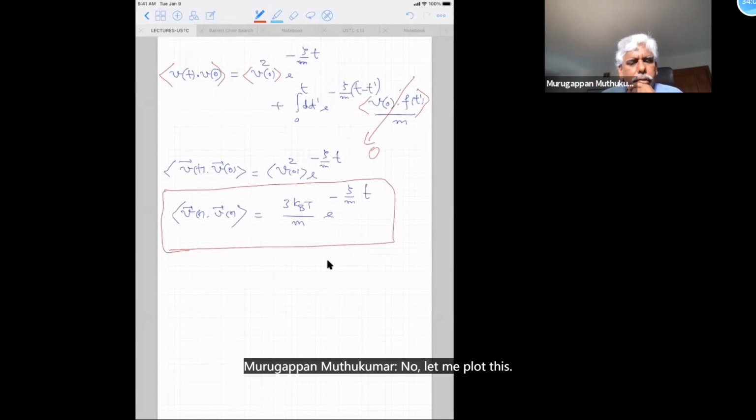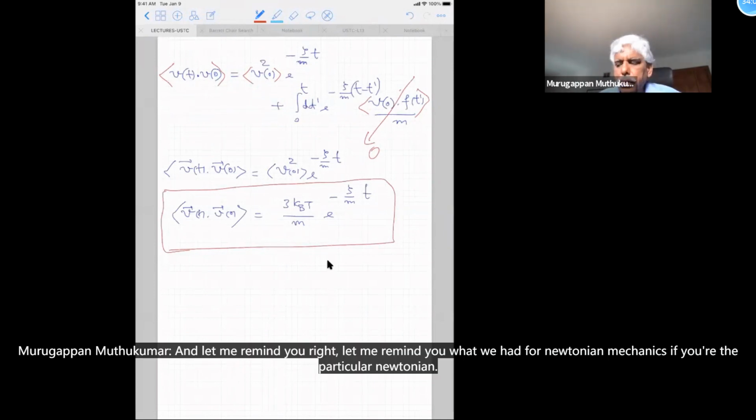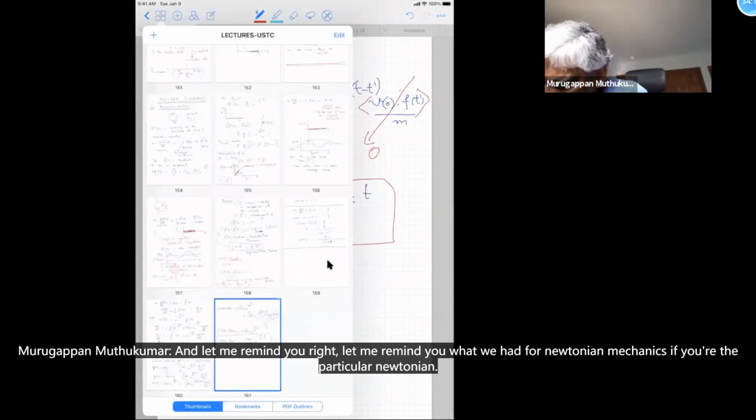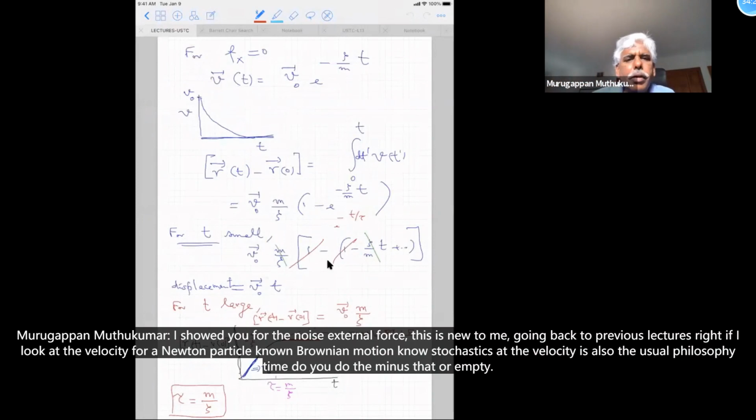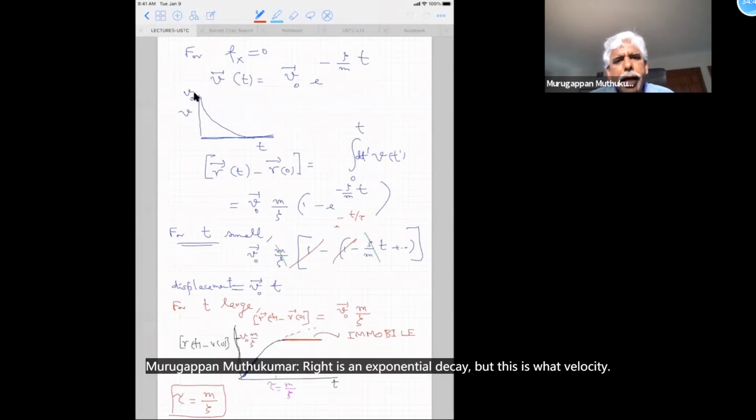Now, let me plot this. Let me remind you what we had for Newtonian mechanics. If the particle is Newtonian, I showed you this result for no external force, going back to previous lectures. If I looked at the velocity for a Newtonian particle, no Brownian motion, no stochasticity, the velocity is also the initial velocity times e to the minus zeta over m t. It's an exponential decay. But this is for the velocity.